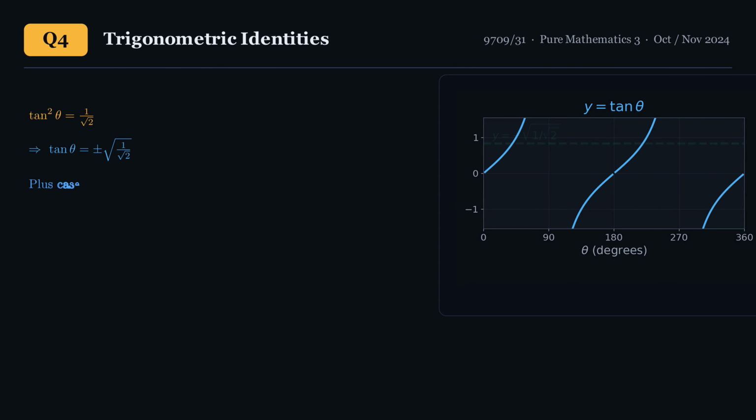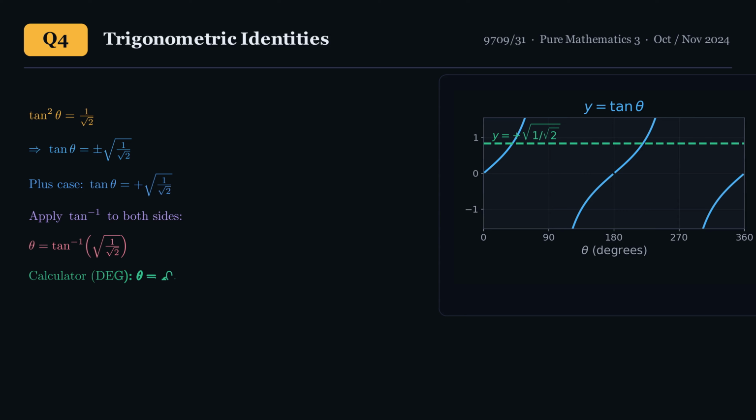First the plus sign. Tan theta equals plus root 1 over root 2. To find theta, apply inverse tan to both sides. Inverse tan undoes tan. So theta equals inverse tan of root 1 over root 2. On your calculator, in degrees mode, that gives 40.06 degrees. That is the first answer in quadrant 1.